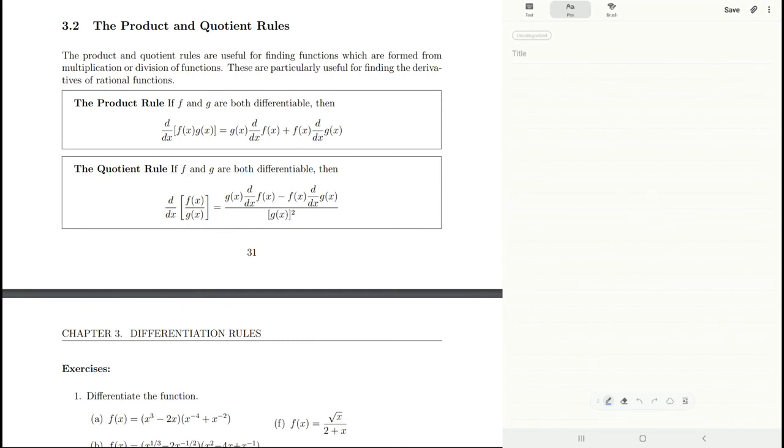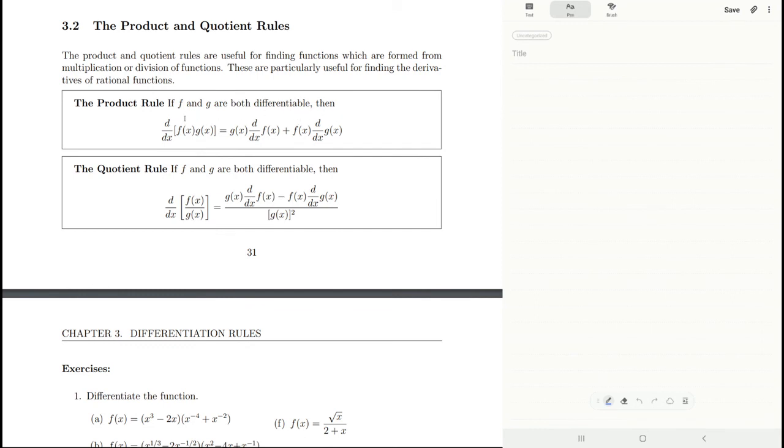Hello everyone, welcome back. In this video, we're going to look at differentiation rules when we're dealing with the multiplication or division of functions. These are called the product and quotient rules respectively. So the product rule says that if we have two functions f and g, which are both differentiable, then the derivative of f of x times g of x is equal to g of x times the derivative of f plus f of x times the derivative of g.